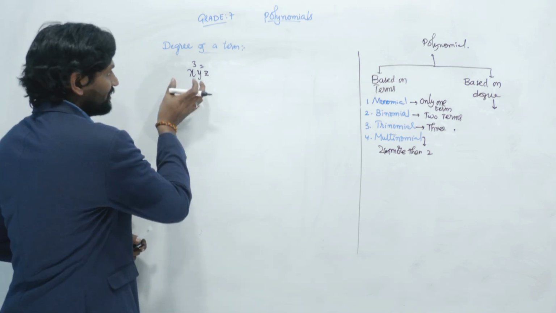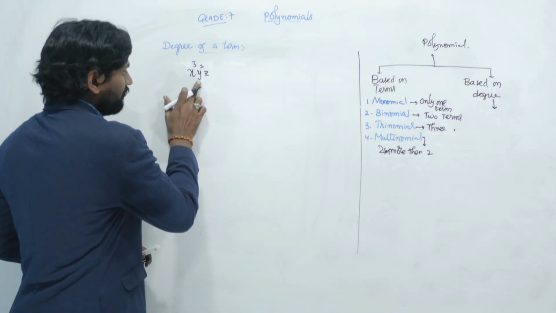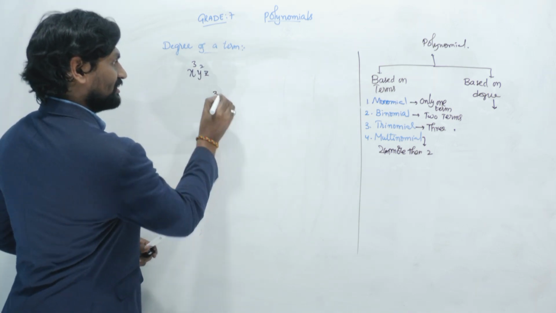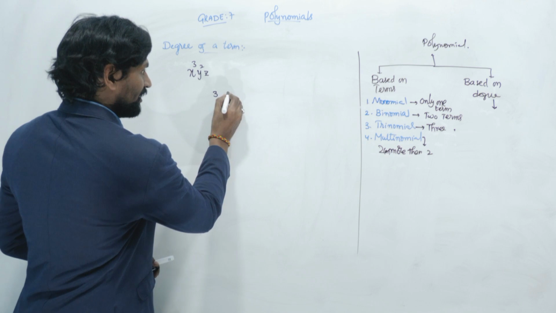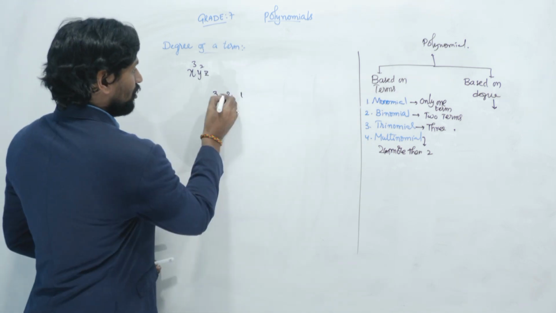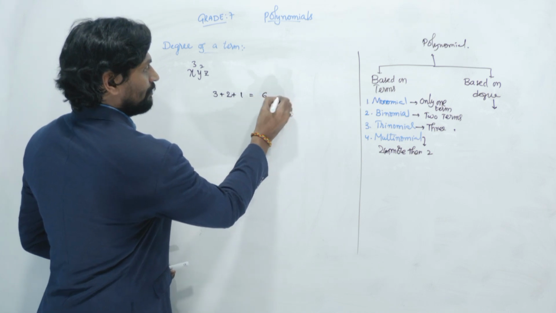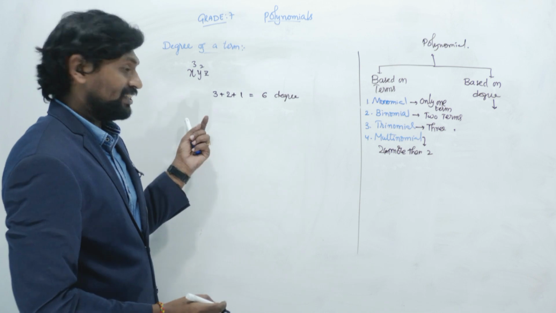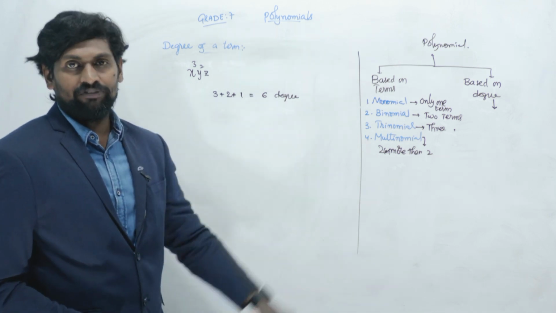So in this term we are having three different types of variables. x has exponent 3, y has exponent 2, and z has exponent 1, since when there is nothing written, it is 1. So the sum of the exponents will be the degree of this term.